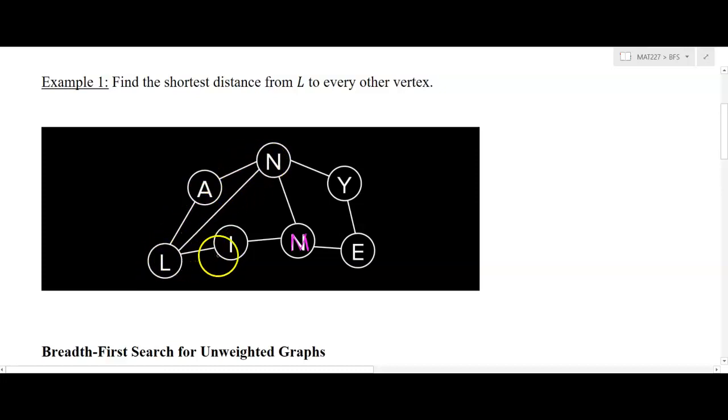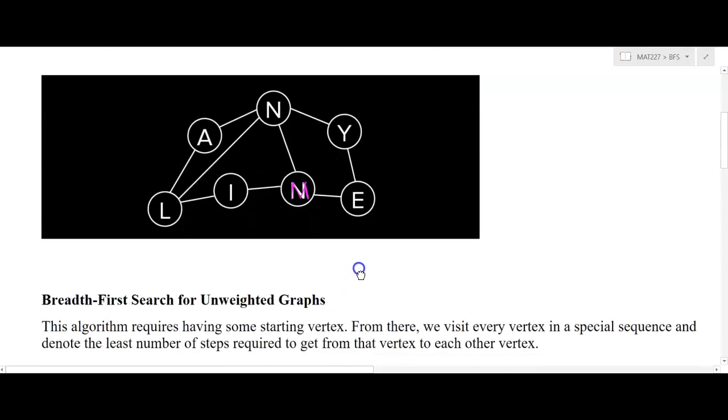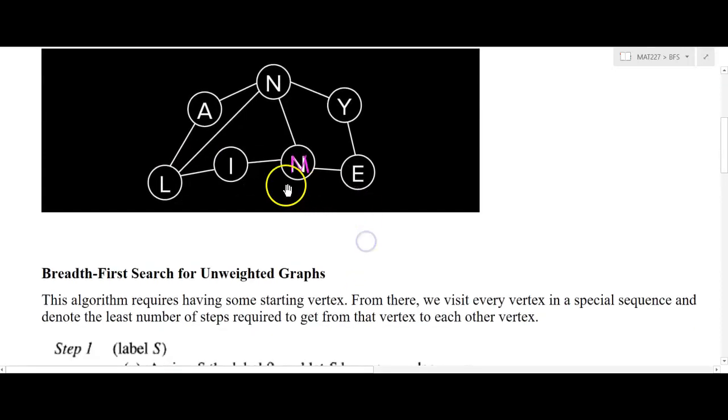L to I, that's the shortest distance from L to I. To get to Y, for instance, it looks like we could go from L to N to Y, and so we could make it there in a path of length 2. There is an algorithm that tells us how to do this, and it follows the same sort of logic.